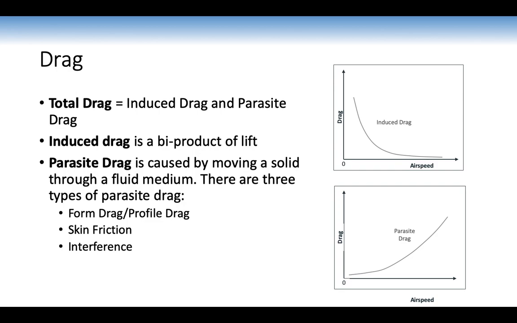And parasite drag is caused by moving a solid through a fluid medium. And there are 3 types of parasite drag: form drag or profile drag, skin friction, and interference. And the reason why it starts off low but increases as we get faster is because all the air has to move out quite quickly, and remember that air causes the drag.